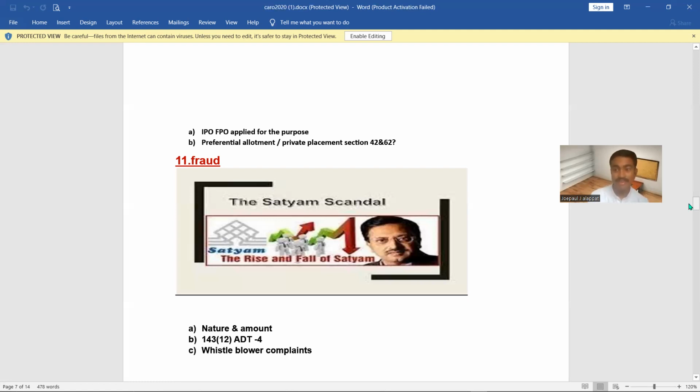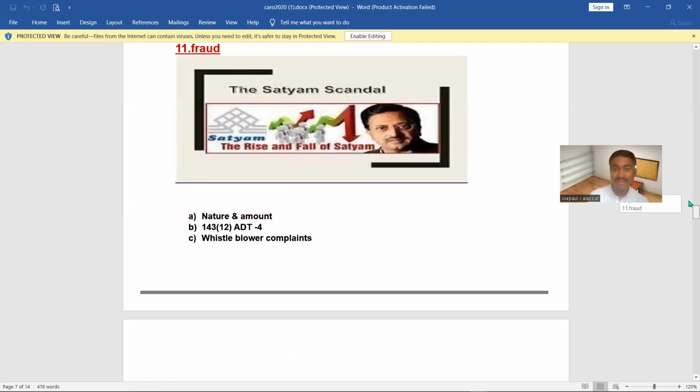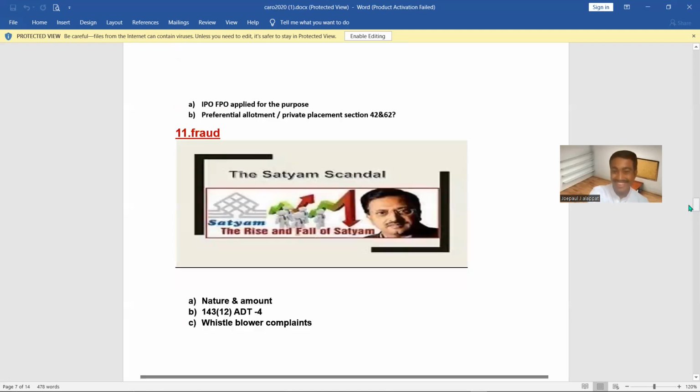Okay. Yeah. Now, my favorite clause, fraud. Yeah, Satyam scam scandal. You can see that fellow. Oh, very serious fellow. Look at him. Yeah. In the case of fraud, you have to see what is the nature and amount of fraud. Then you have to see whether section 143(12) is complied or not. I'm not explaining too much regarding that. That is regarding report, auditor's responsibility, sorry, liability and rights regarding fraud and all. Okay, I'm not explaining too much.